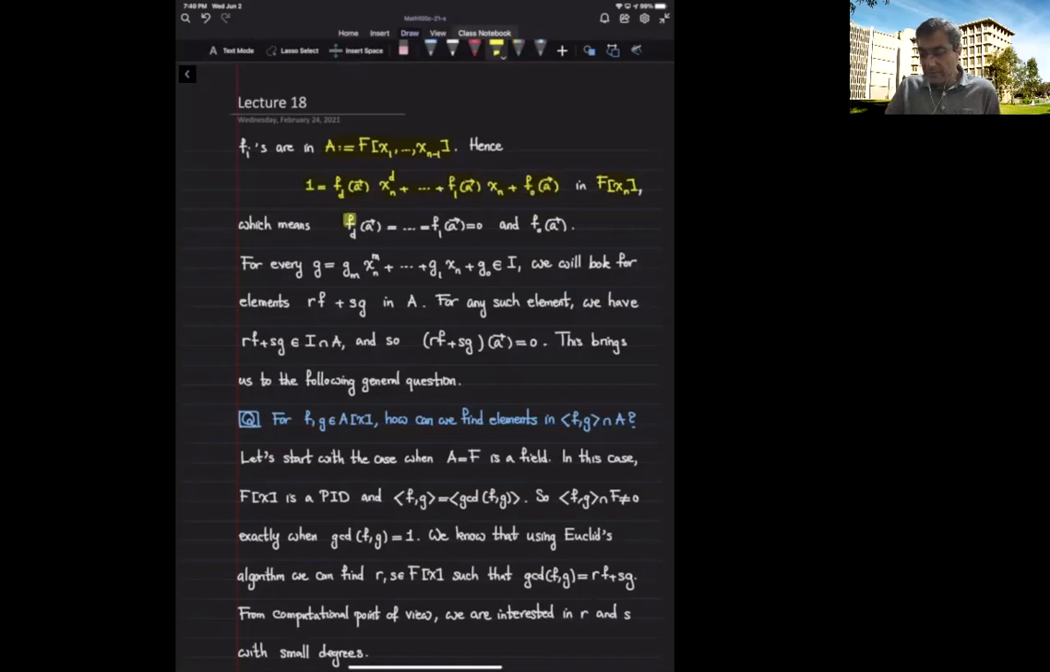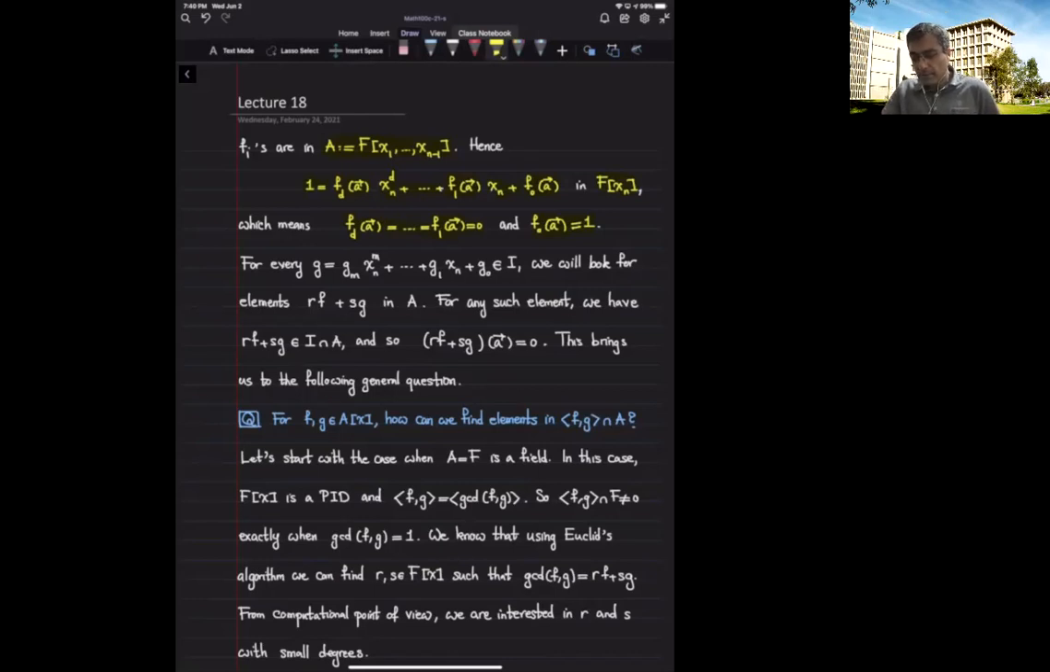So f sub d evaluated at a, f sub d minus 1 evaluated at a, f sub 1 evaluated at a, all of them are 0. And f sub 0, the constant term evaluated at a, is 1. I forgot to write it down. So we end up getting this system of equations.